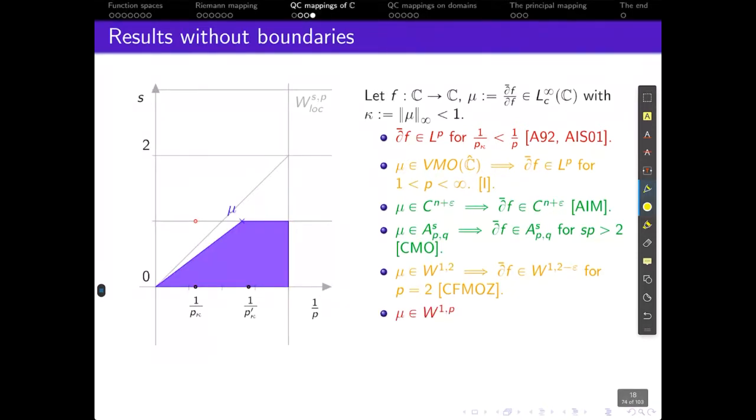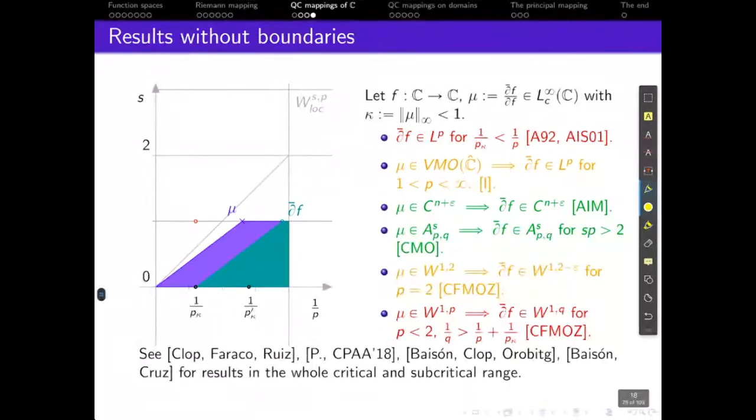And if mu is in Sobolev W^{1,p}, and p is smaller than 2, then there is a loss of integrability for the gradient as well as for delta bar f. Sorry, the degree of loss is the same that you had originally. So it's the critical interval. For more results covering the whole supercritical range, you can see Clop, Ruiz, Prats. This is me, in Communications on Pure and Applied Analysis. Bisson, Clop, and Orobitg, and Bisson and Cruz have some results in the whole critical and subcritical range.